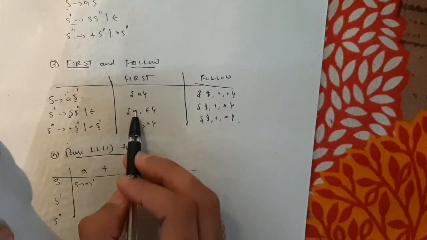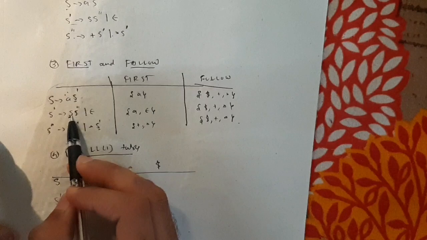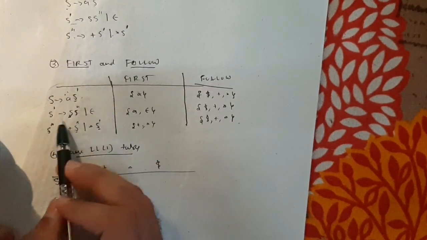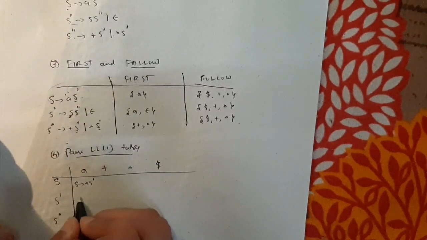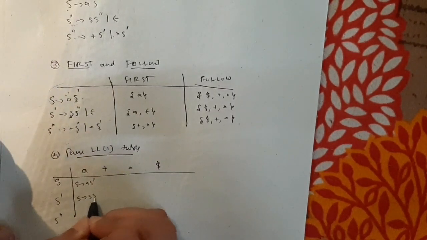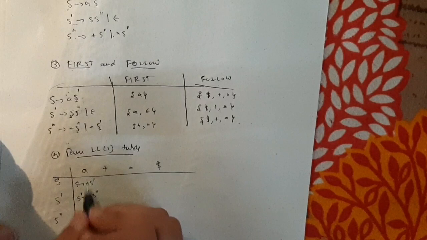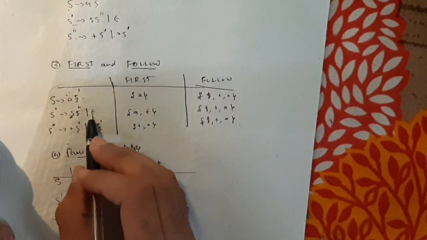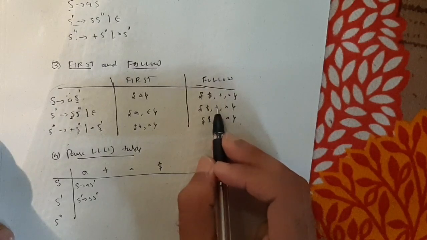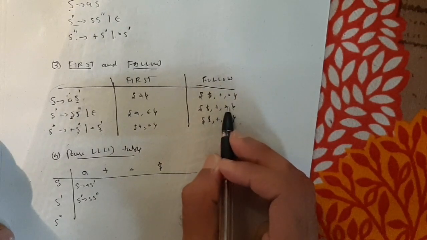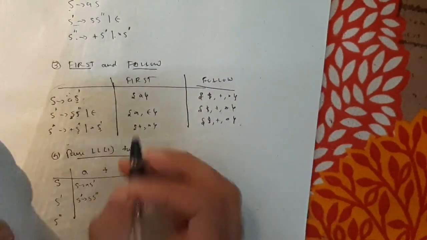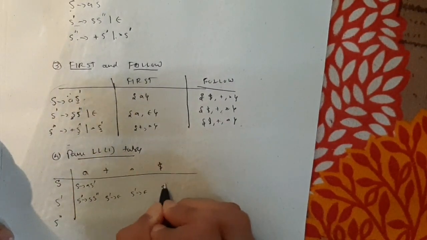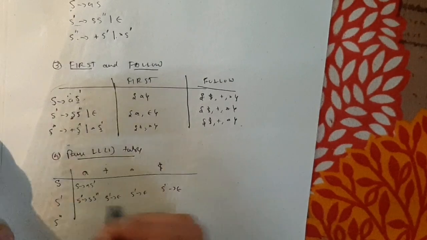How did I get a? I got it because of this one, right? Because of this one only I got a. So below a I should write S dash goes to S double dash. This I'll write below a, and after that we have epsilon. If epsilon is there, go to follow, and in these three places below that write epsilon value, means S dash goes to epsilon, S dash goes to epsilon, S dash goes to epsilon, S dash goes to epsilon.